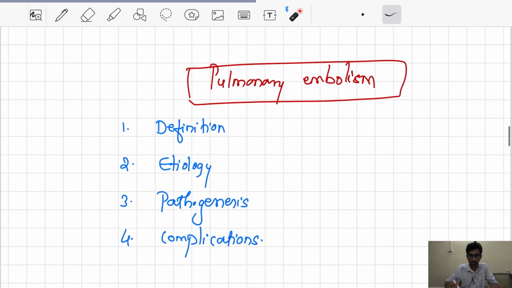So we have seen pulmonary embolism under the following headings. First is definition, then etiology, then pathogenesis and complications.